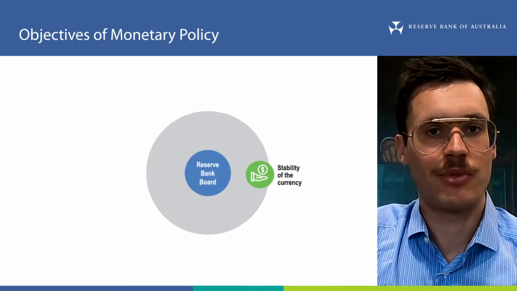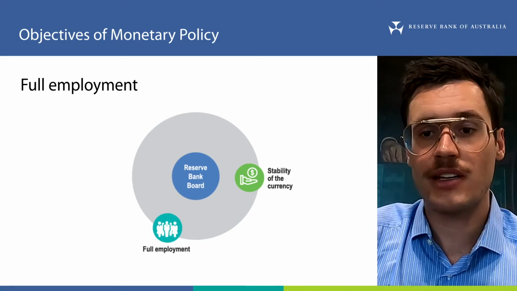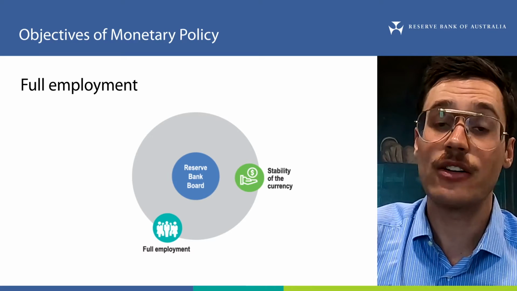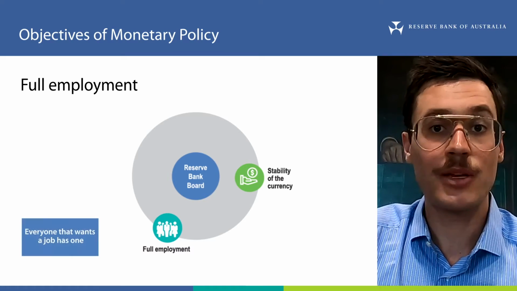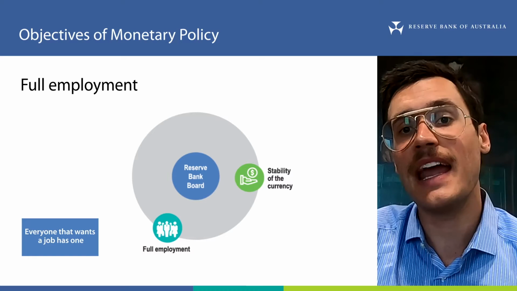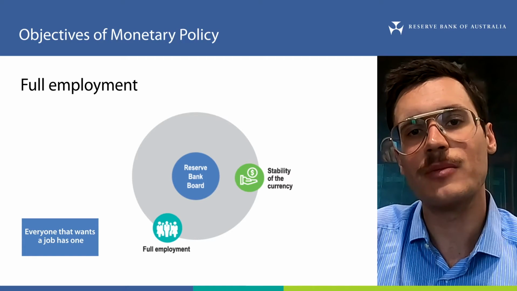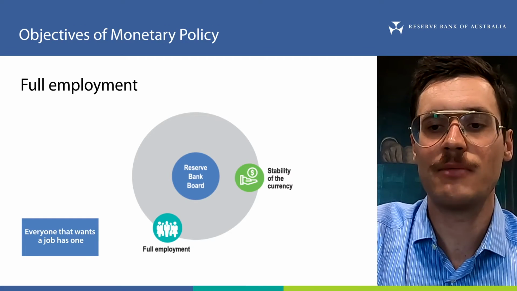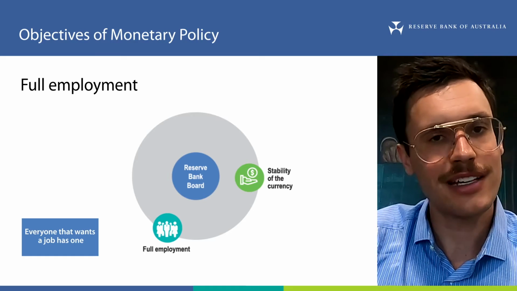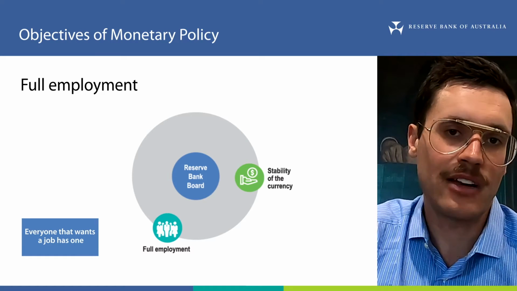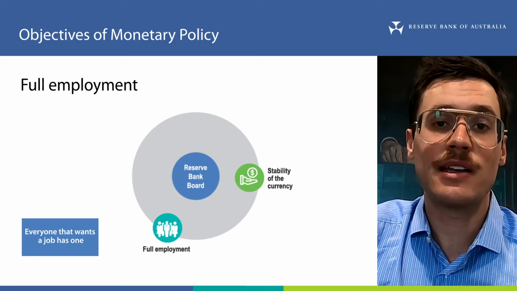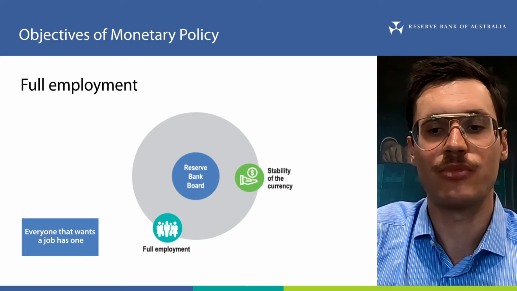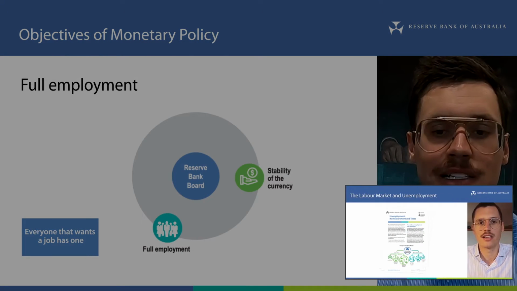The second objective of monetary policy is full employment. This objective strives to ensure that the economy can provide enough jobs for all Australians who wish to work and are available to work. If everyone in the economy who wants a job has one and is working as many hours as they desire, economists say the economy has reached a state of full employment. However, full employment does not necessarily mean that unemployment will be zero. There are some types of unemployment that monetary policy simply cannot influence. For example, this could be unemployment that arises as people move between jobs. For more information on the different types of unemployment, check out our explainer video on the labour market.